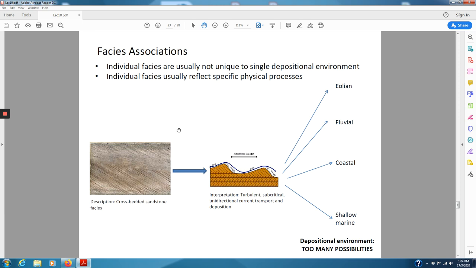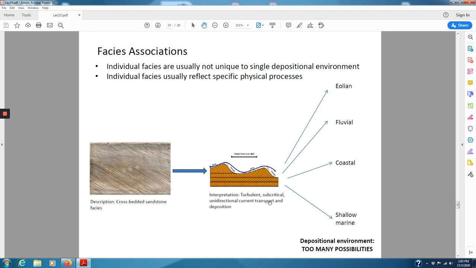I have a cross-bedded sandstone facies here, right? So I can interpret that in terms of physical process. We've done the flume tank experiment, we know this already. So cross-bedded sandstone, so these were dunes. So the flow that formed it was turbulent, subcritical, and unidirectional, right? You all know this, in order to get dunes and crossbeds. But remember, dunes can be formed in a variety of different depositional environments.